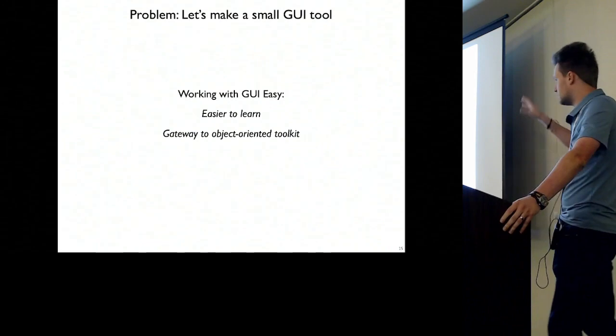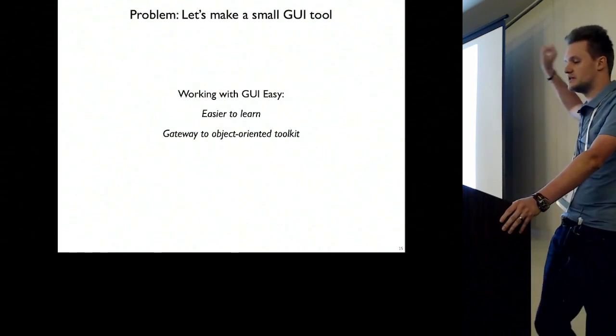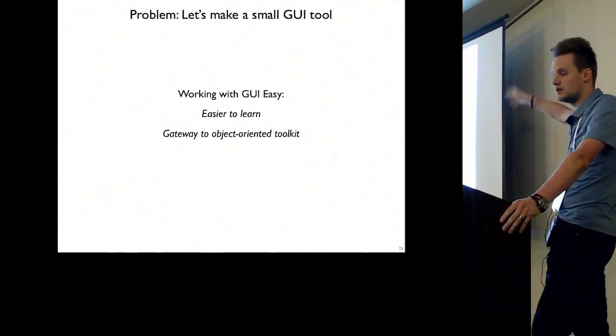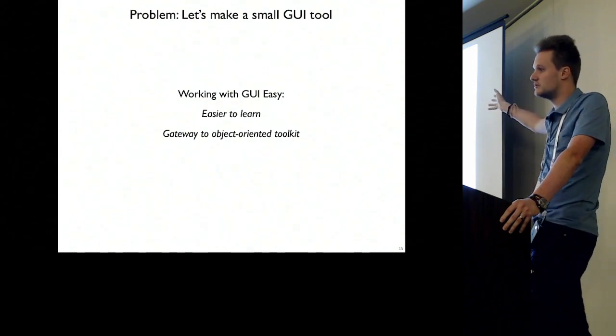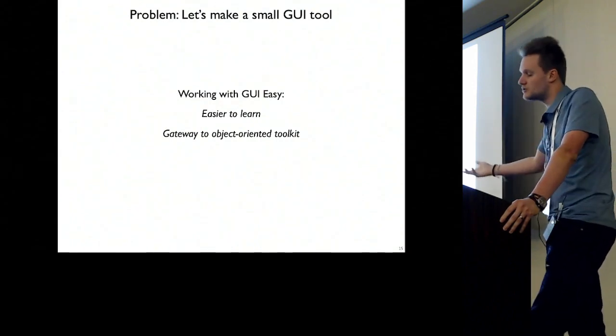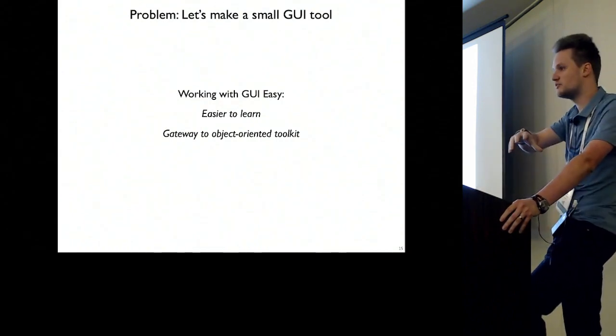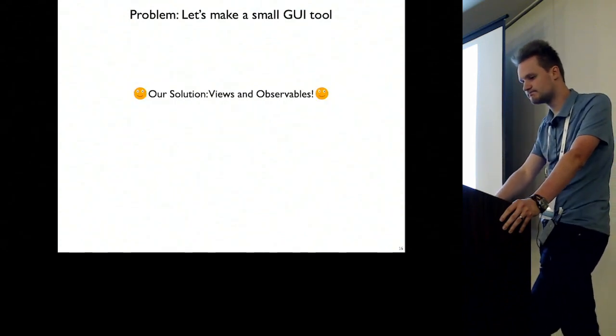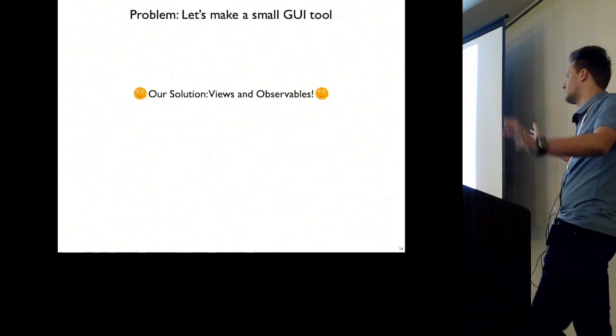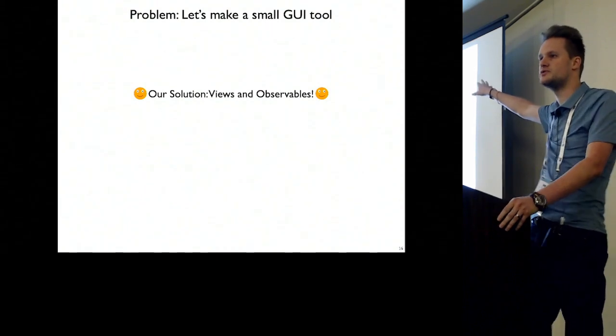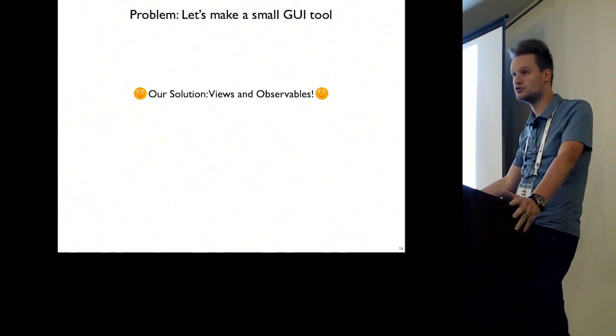So the high-level version is GUI Easy is much easier to learn. It's also been a gateway to the object-oriented toolkit. So I've actually started using the object toolkit more because I'm using GUI Easy in my projects. So we're much happier with our solution, which really revolves around these two fundamental concepts of views and observables.